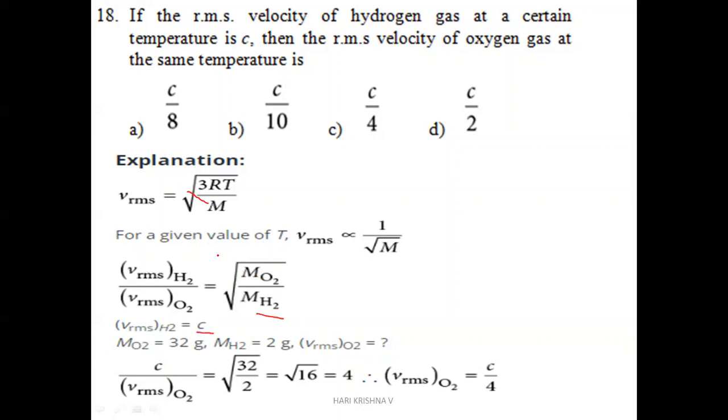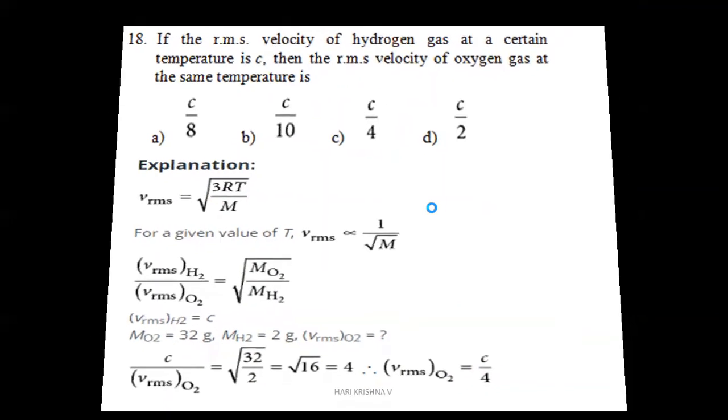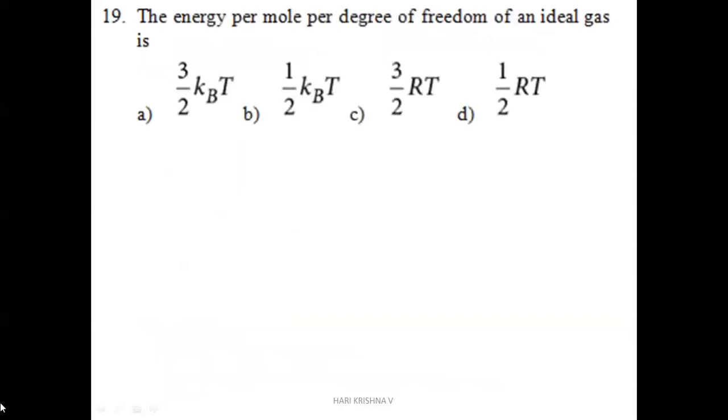When dividing, the temperature is the same, so it cancels. The mass of oxygen is 32 gram and the mass of hydrogen is 2 gram. So C divided by Vrms of O2 is root of 32 by 2, root 16. Root 16 is nothing but 4. So Vrms of O2 will be C by 4. That is option C. Clear? Next, we move on to question number 19.